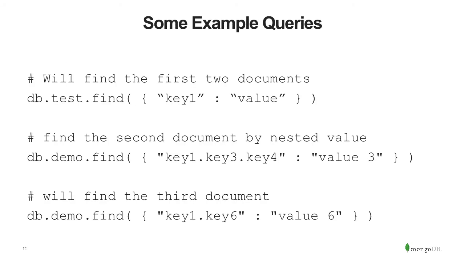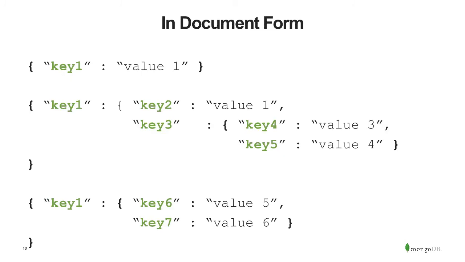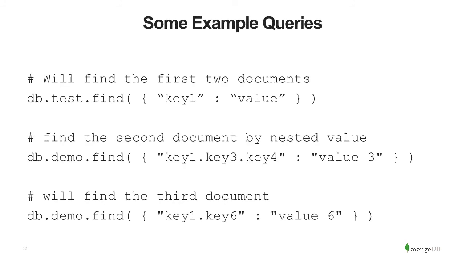And then with the third one, we'll find the third document. We're just doing key1.key6. So we're just reaching again down between this key and this key to track value 5. And so that dot notation is something that turns out to be very useful for reaching into the structure. And of course, if these keys aren't indexed, then we'll do what any database does, which is we'll go and do a table scan of the database.